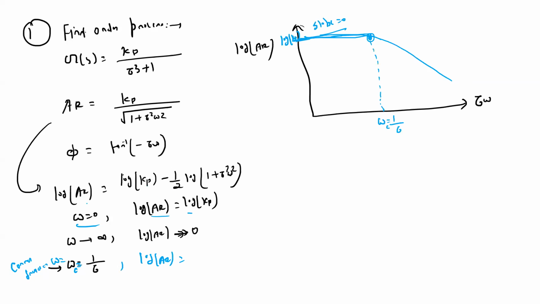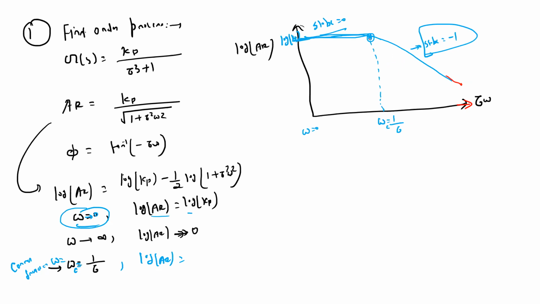right? Here you see, if omega is 0 or omega tending to 0, between omega 0 to omega 1 by tau c, the slope will be 0. And after that, the slope will be equal to -1. This is for the first order process, right? And when omega tends to infinity, this value will be going to 0.